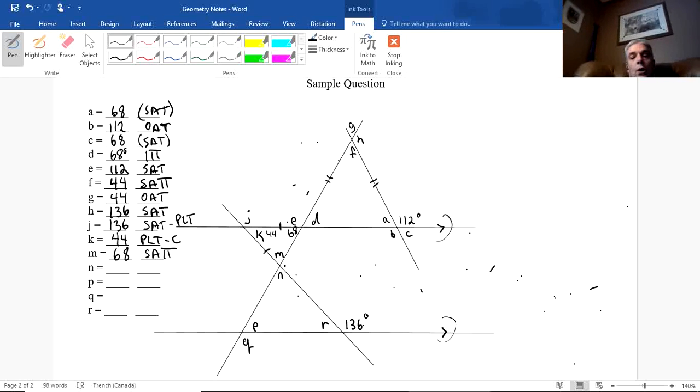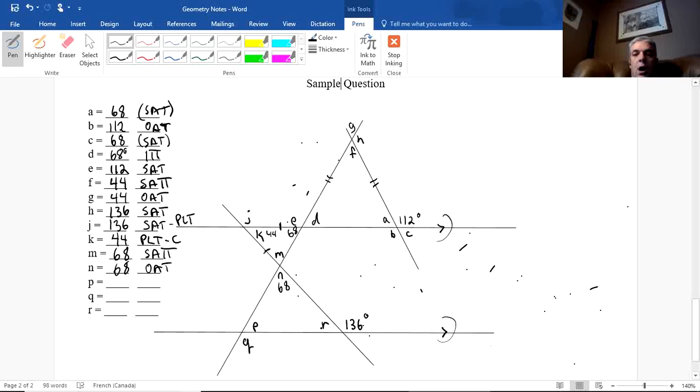Now, we can go to get N. N will equal M. It has to because of opposite angle theorem. So that's 68 degrees, OAT. And we now have this at 68. I sometimes like to write them in here because it helps me envision and see what I need to do, okay? All right, so we have P, Q, and R left, and that's it, and then we're almost done.